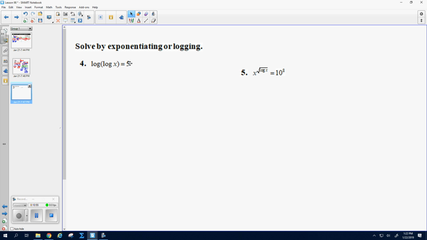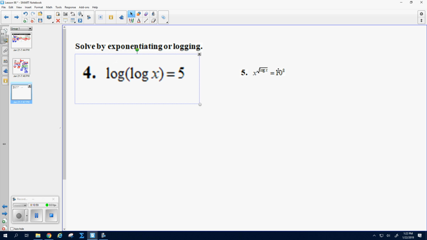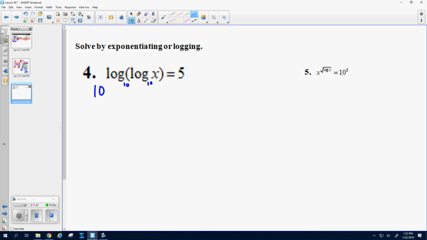All right, solve by exponentiating or logging. I like this first one. This is a good one. All right, you guys. So I can get rid of the logs by exponentiating. So Miranda, what do I exponentiate by on both sides to start? Yeah. So there's really a base of 10 here, but there's also a base of 10 here because they're both log base 10 since you can't see it, right? So I'm going to go ahead and do 10 to that power and 10 to that power.